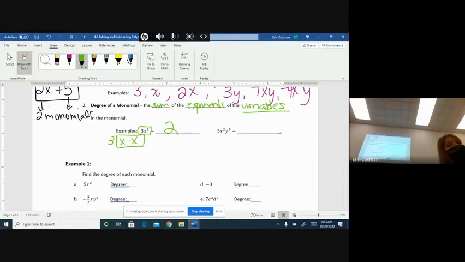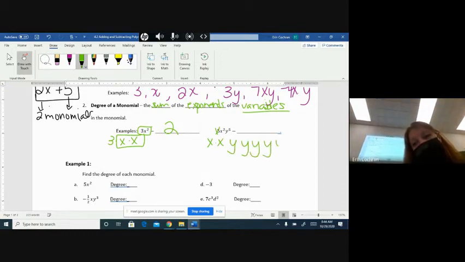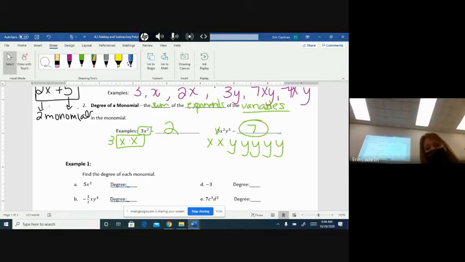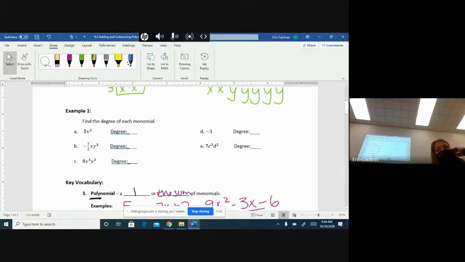Okay. If I look at 5x squared y to the 5th, the constants mean nothing, or the coefficients mean nothing, but we have x times x, and we have 5 y's. So how many total variables do I have? 7. So my degree of that is 7. Okay. Does that make sense to you guys? All right. Let's go ahead and do example 1 here. Now again, do the numbers matter? Do the coefficients matter? No, it's just the variables. So how many variables do I have?